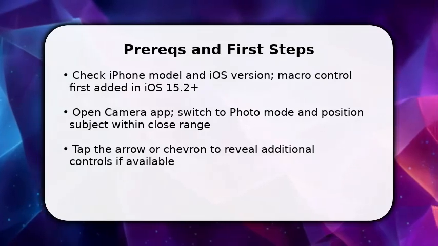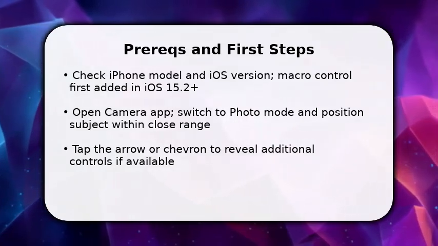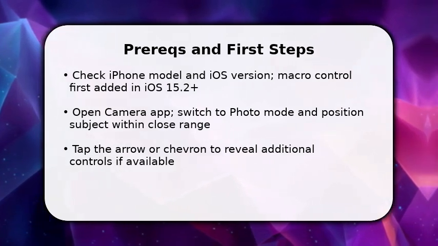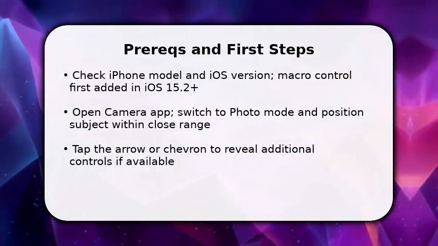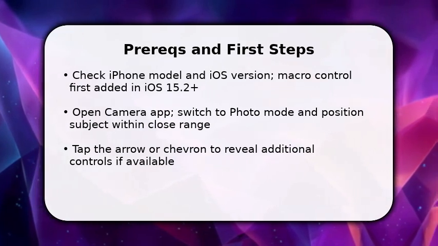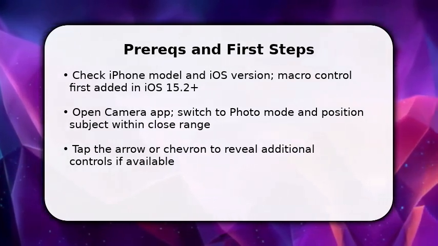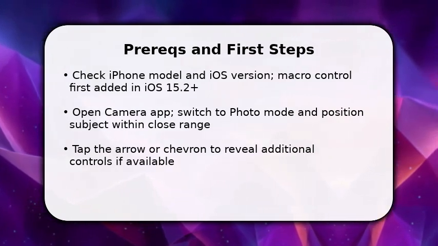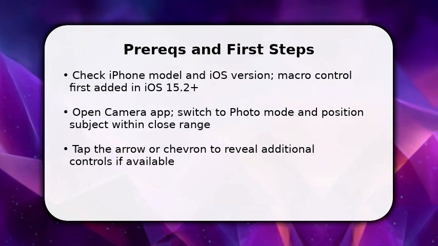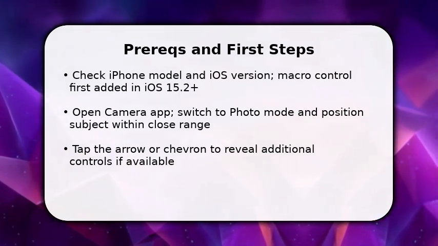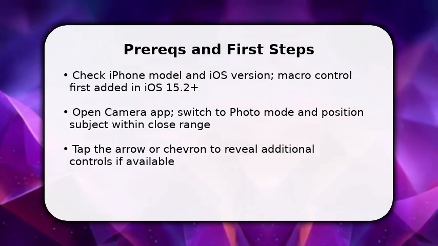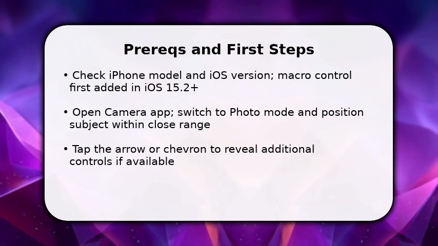You'll start by confirming your iPhone model and that iOS supports macro control. This matters because older builds auto-switch. Once confirmed, open Camera in photo mode and move close to your subject so the lens would normally trigger macro. Make sure you can see the chevron or arrow above the shutter. Tap it to expose extra settings. You're taking control now instead of letting the phone decide, which prevents unwanted macro switching during the next steps.